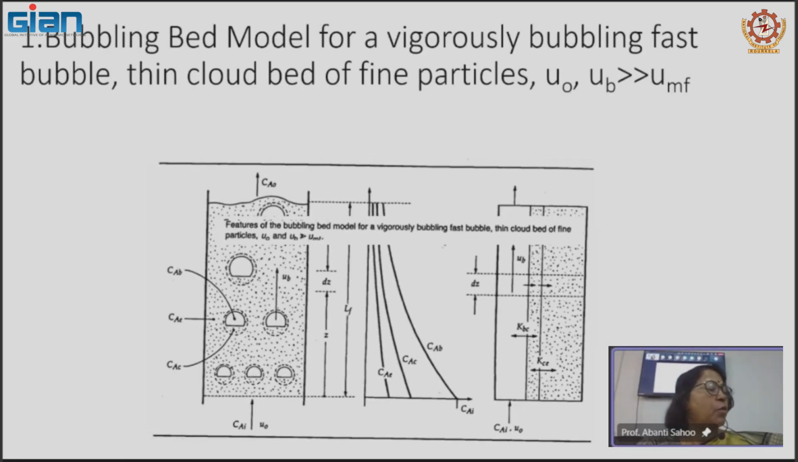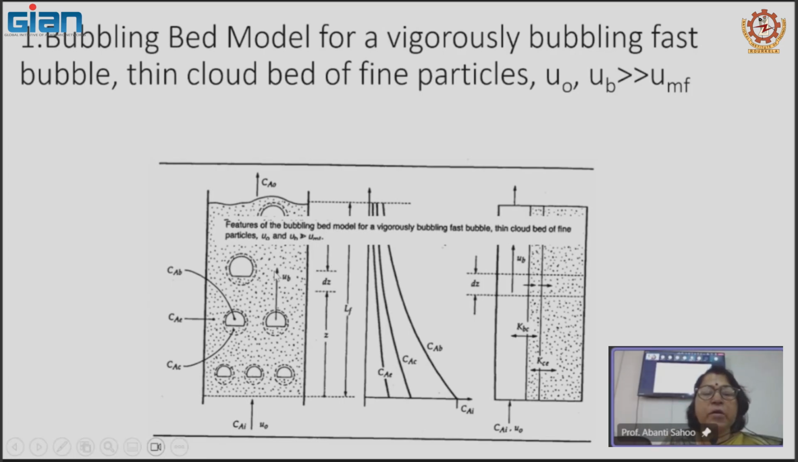As I told, depending on the particle size, we divide the catalytic reactors into 4 groups. First, if we are considering Geldart A particles, the models are for vigorously bubbling fast bubbles, meaning small bubbles will be forming. Fine, non-cohesive Geldart A particles are taken. Here a thin cloud will be forming. As I told, the fluidized bed consists of the emulsion phase and the solid phase.